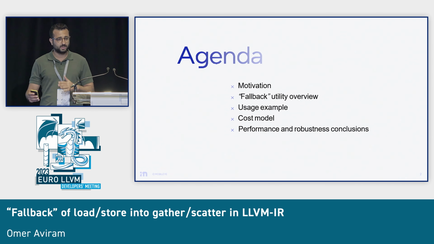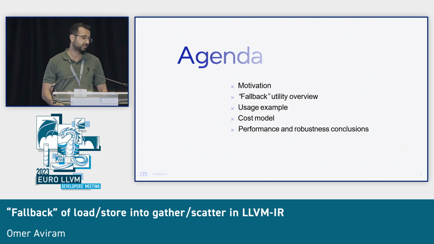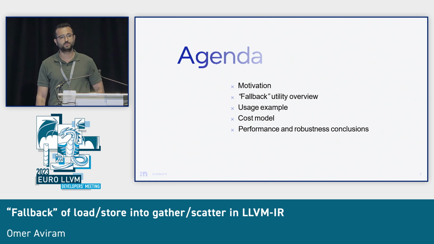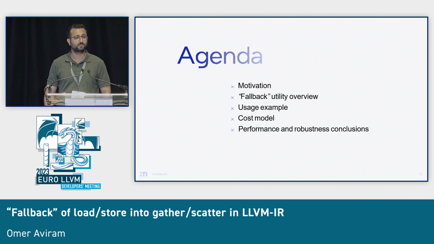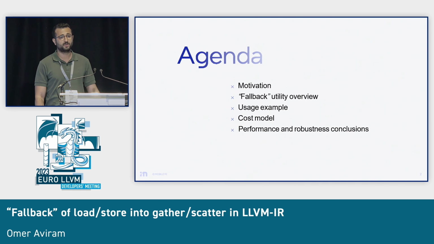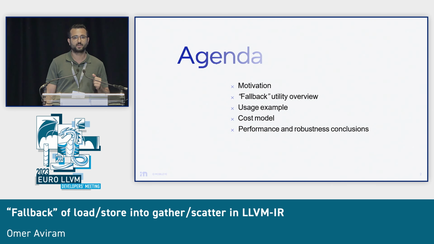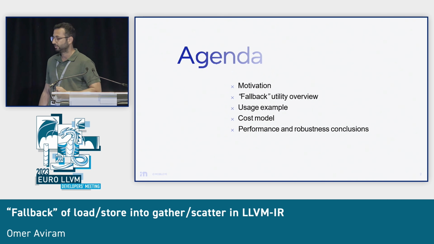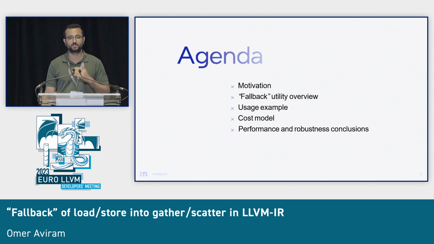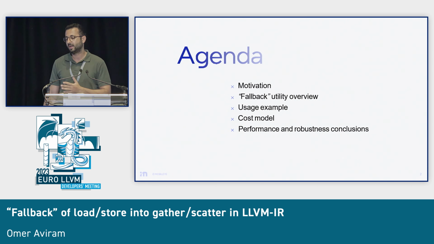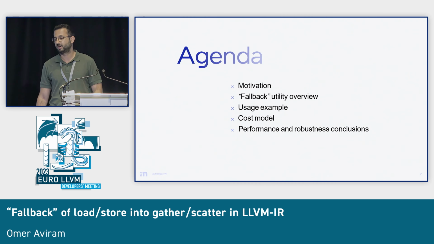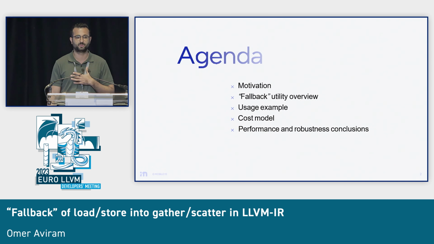First I'll begin with the motivation. Why is this utility even useful? I'll go on to present an overview of the utility and a usage example. And then I will present a cost model that each target can implement, so it uses the transformation in the most efficient way, and present some performance and robustness conclusions based on our experiments.